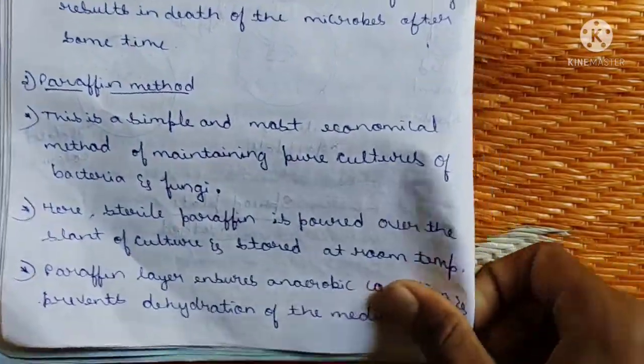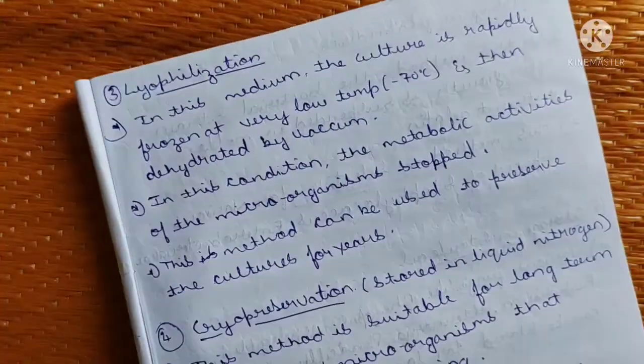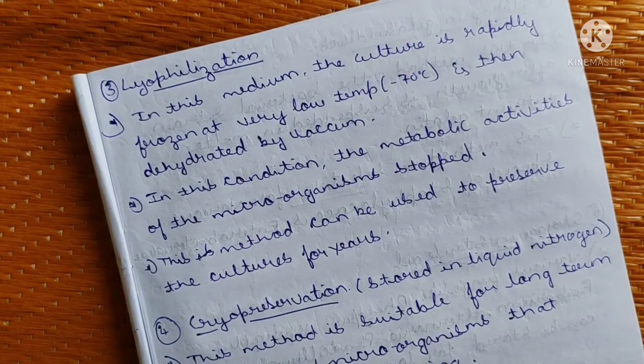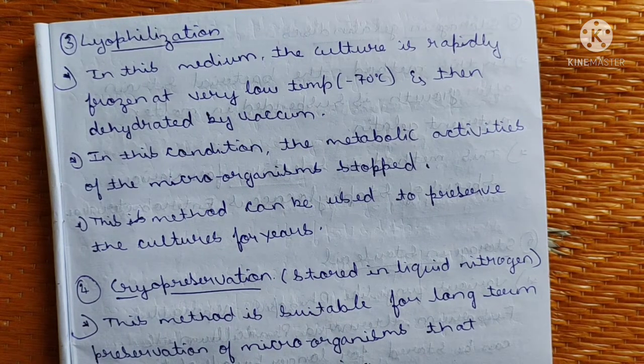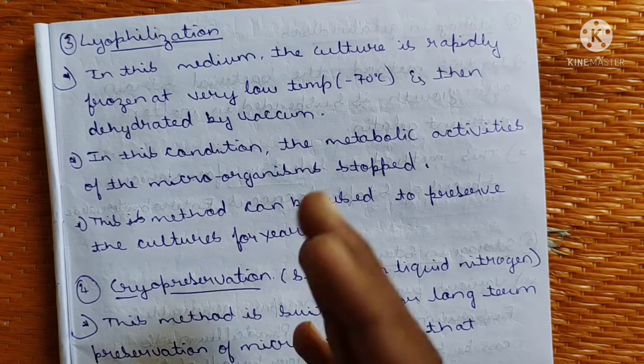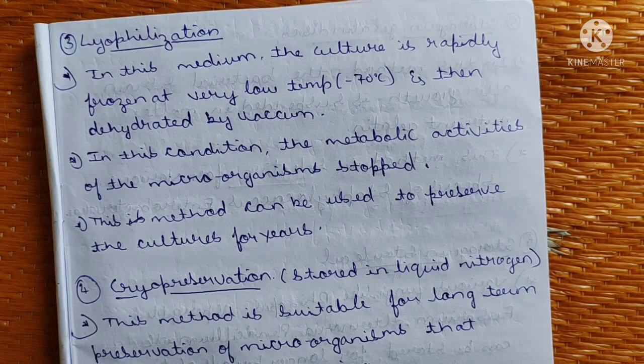For that reason, the second one is the paraffin method. Let's discuss the third one, that is lyophilization. See here, lyophilization, the better technique. In this method, the culture is rapidly frozen at a very low temperature, minus 70 degrees Celsius, and then dehydrated by vacuum. By vacuum we are removing all the water particles.